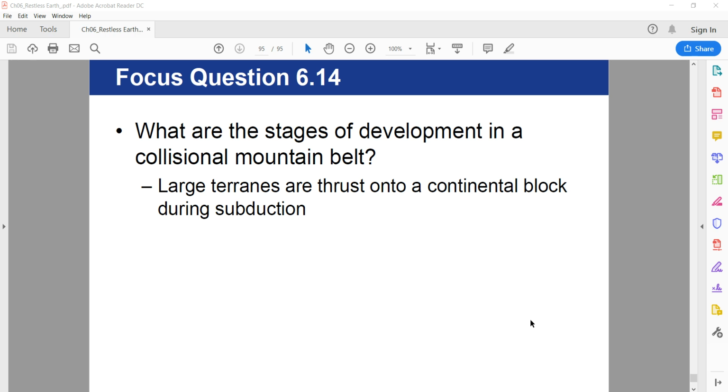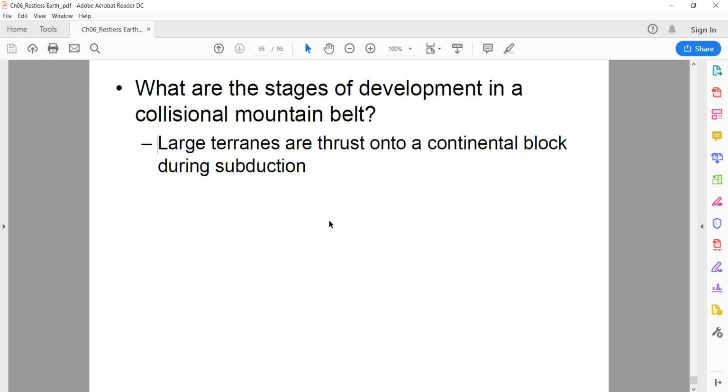These are the stages of development in collisional mountain belts. Large terranes are thrust onto a continental block. These terranes are microcontinents sitting on top of the oceanic plate, and as this oceanic plate converges towards the continent, these microcontinents start to deposit on the continental side. Eventually, if any full continent is sitting on the oceanic plate, then that will simply collide against the continental plate, and then you will have a mountain range like the Himalayan mountains.